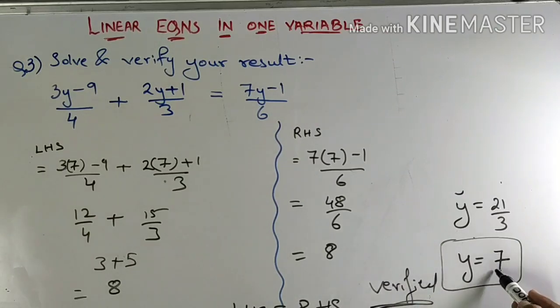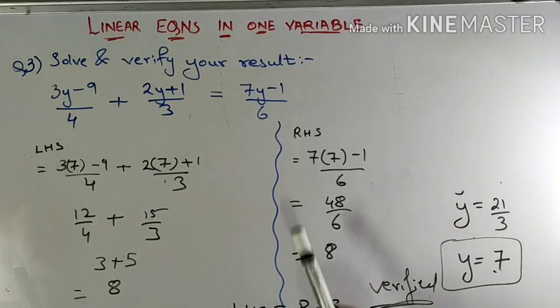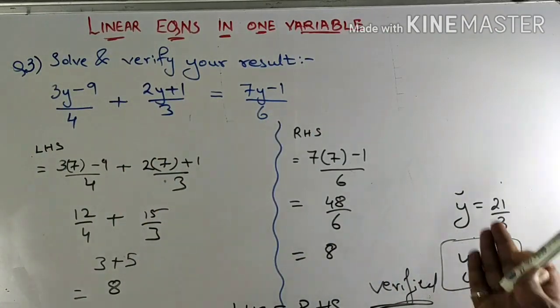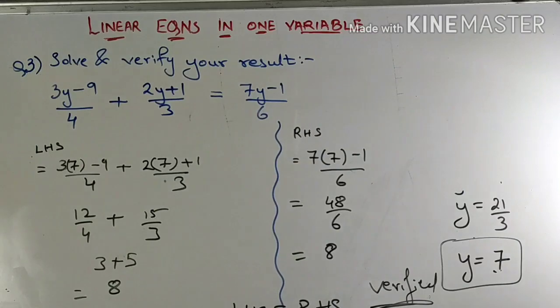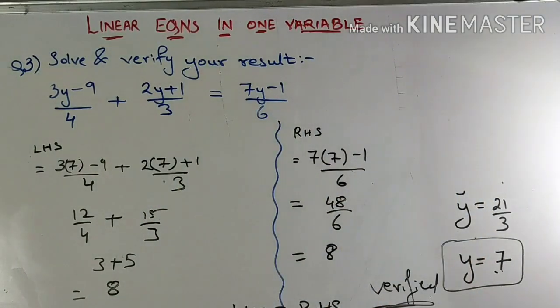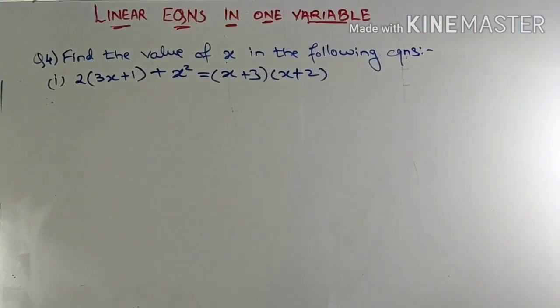So the solution of the equation is y is equal to 7, and we have also verified our result. So this is the way we are supposed to solve such type of questions. Solve the equation and then verify your result. Verify means put that value which you have found into the equation and check whether LHS value and RHS value are equal or not. So now in this question, find the value of x in the following equations.